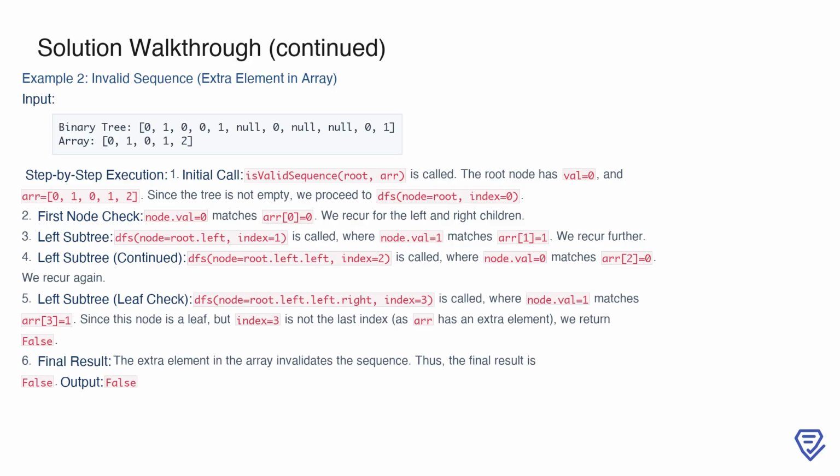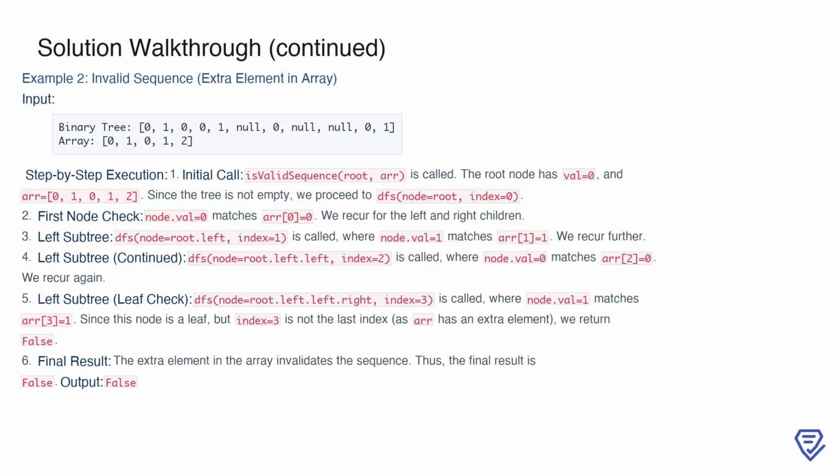The left child has a value of 1, which matches the second value in the array. We then move further into the left subtree, where the next node has a value of 0, which matches the third value in the array. At this point, we proceed to the left child again and reach a leaf node with a value of 1, which matches the fourth value in the array. However, even though this is a leaf, the array still has one more element, 2, which cannot be matched. This makes the sequence invalid.